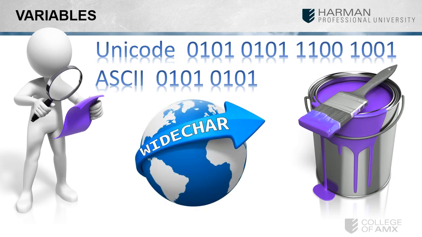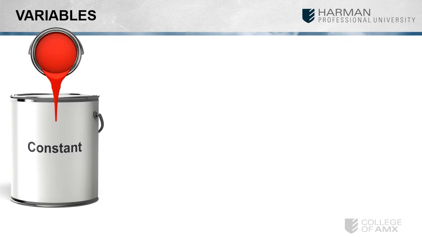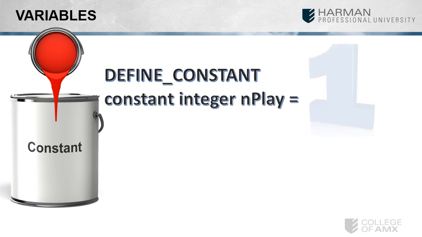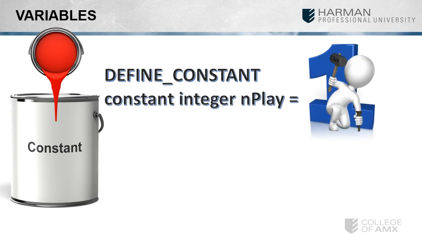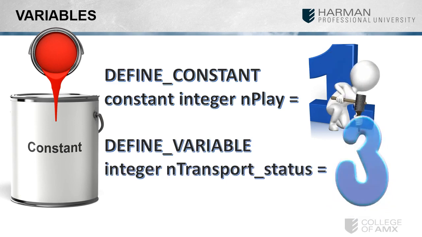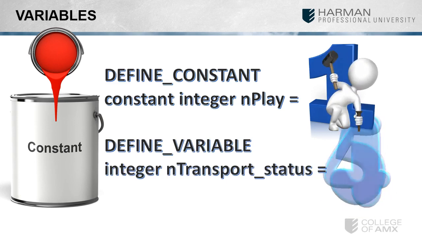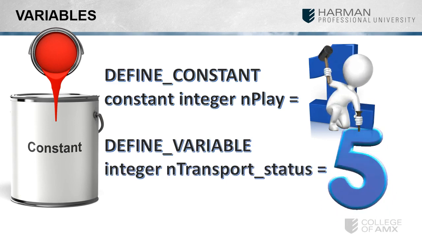to represent Unicode characters. In addition to the above data types, a constant container can be defined with the define constant declaration. This data type is assigned a value at the time the program is compiled and cannot be changed in runtime. Constants and variables can be used in similar situations when coding, but the power of the variable is that it can be changed dynamically in the program.